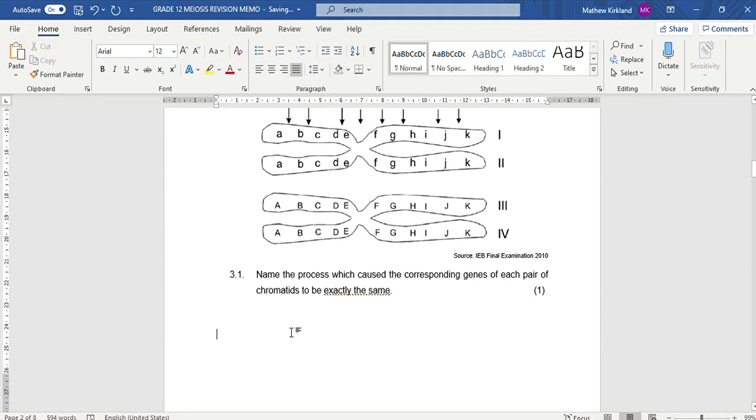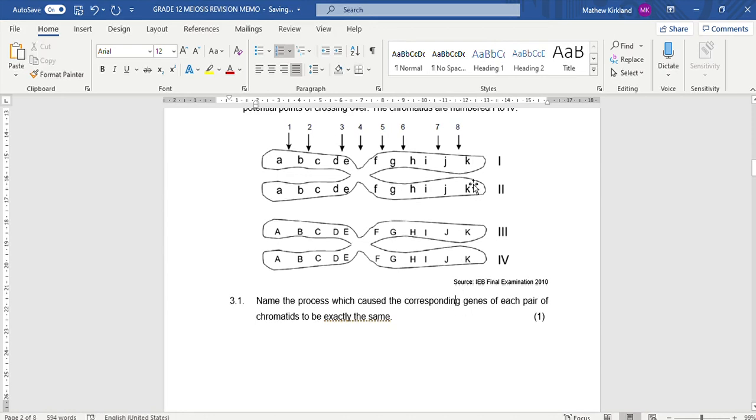So, question 1. Name the process which caused the corresponding genes of each pair of chromatids to be exactly the same. Okay, so break that question down. Name the process. Okay, so it's a process, not a structure, which caused the corresponding genes of each pair of chromatids. There's your key word of chromatids, the corresponding genes. So if I'm looking at chromatids, I'm looking between 1 and 2 and 3 and 4, not across the homologous pair.